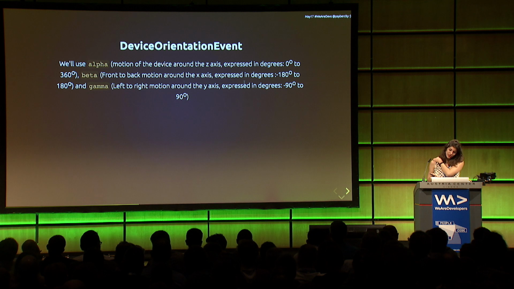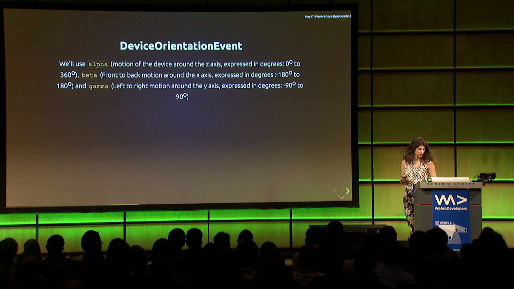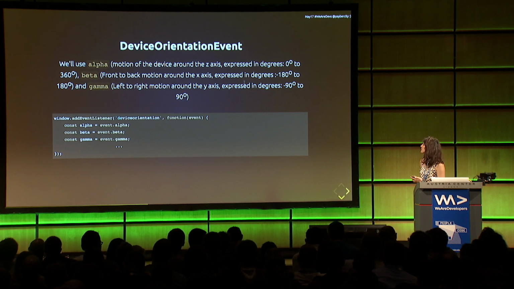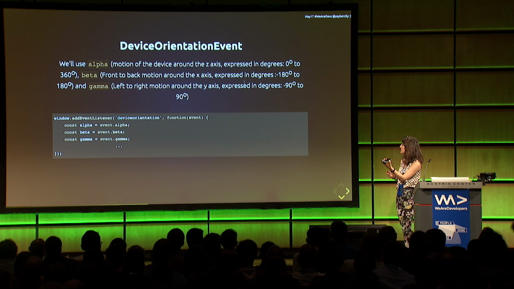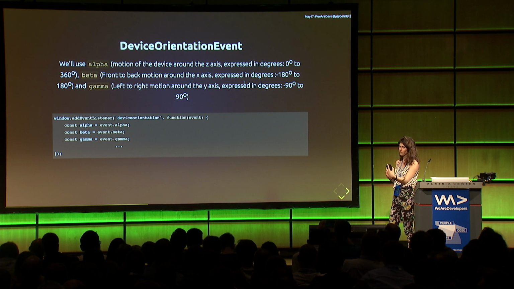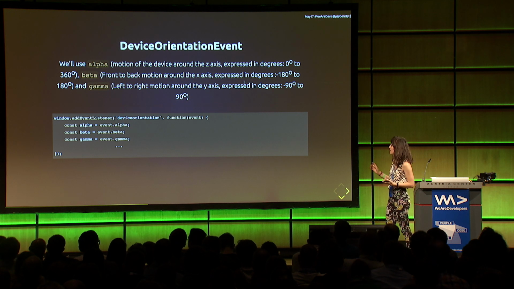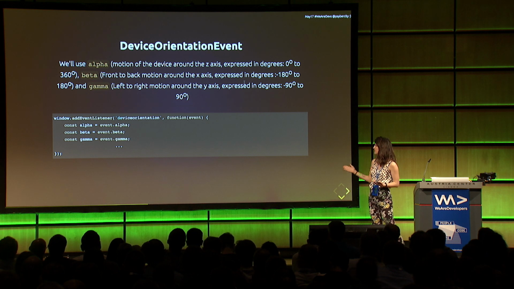The other event we're going to be looking for is the device orientation event. We'll use the alpha, which is the motion of the device around the z-axis, the beta, which is the front and back motion around the x-axis, and the gamma, the left-right motion around the y-axis. Again, it's just a simple event listener which listens for device orientation.